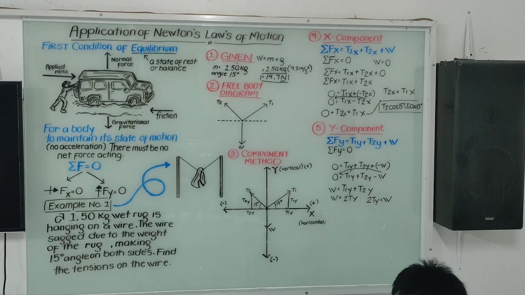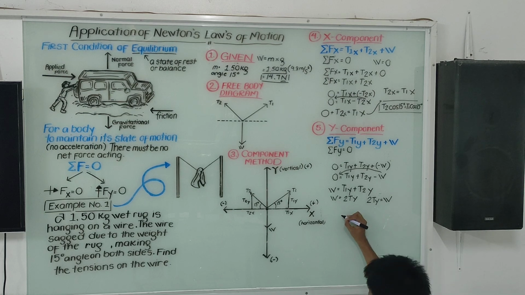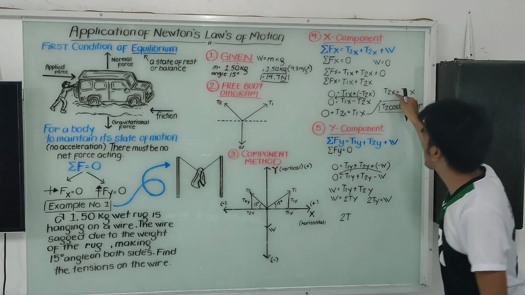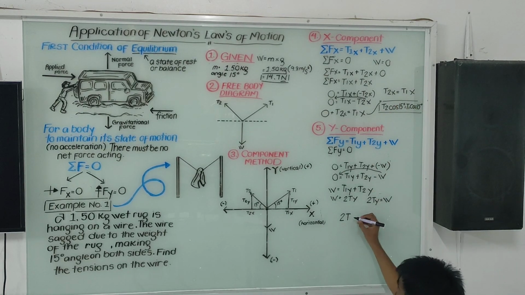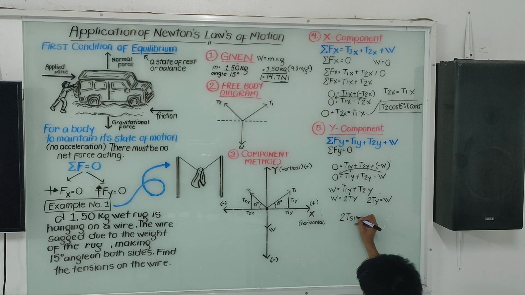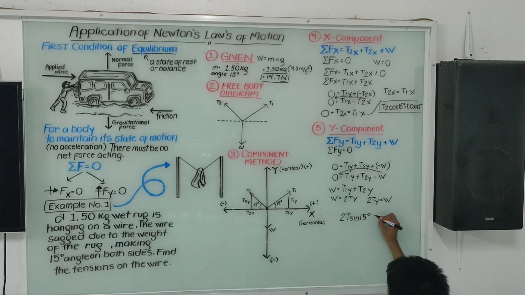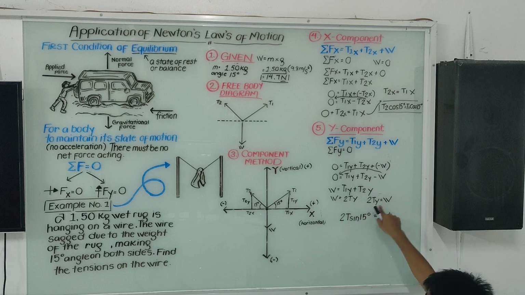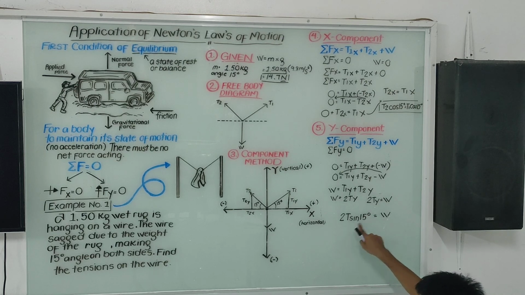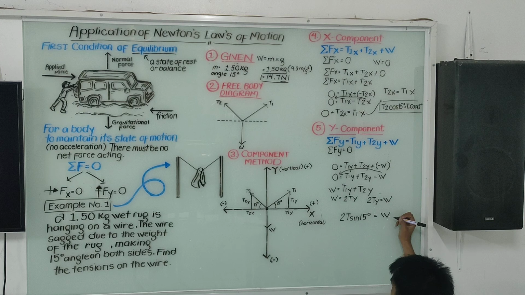So this will now, again, we're going to use sine here. So 2T, y will be replaced. Kanina yung x, pinalitan ng cosine. Ngayon, si y will make it sine. 2T sine, and then include the angle, which is 15 degrees, is equal to W. Ayan na po yun. We replace y with the function, which is sine 15 degrees, is equal to W.